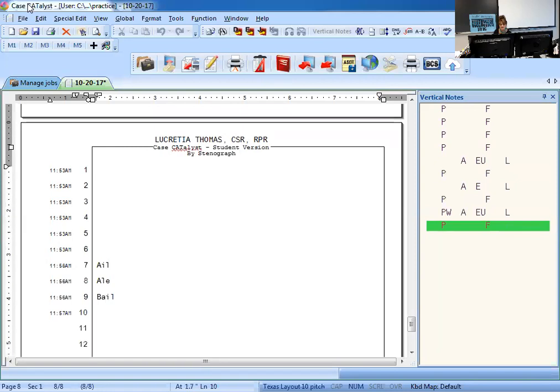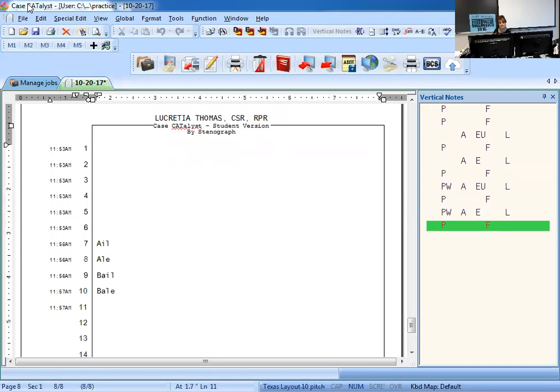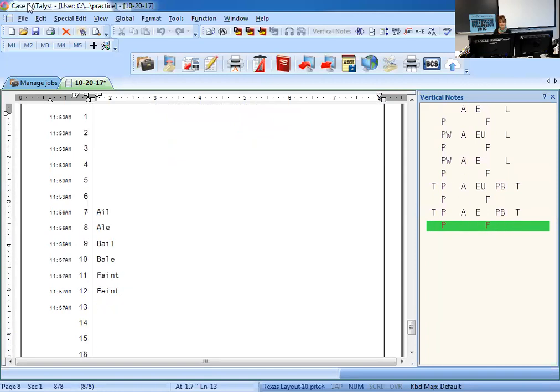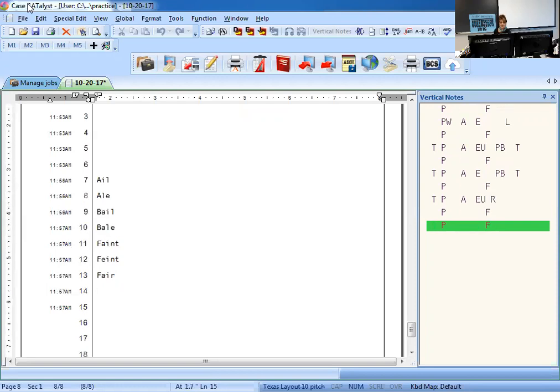So hopefully that makes sense. Bail, B-A-L-E, is B-A-E-L. Take advantage of how the word is spelled. So in English, we have the A and the E in the English spelling of bail, and then we have the A and the E in the stenographic outline. Faint, F long A-N-T, and then faint, F-A-E-N-T. Okay, make sure that you differentiate between these two. Fair, is it fair, F long A-R, and then the bus fare, F-A-E-R. So take advantage of how they're spelled, very important.